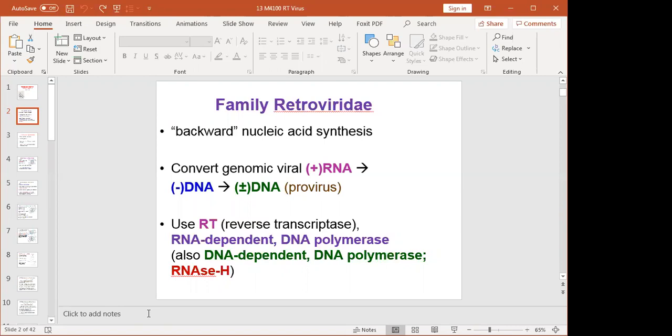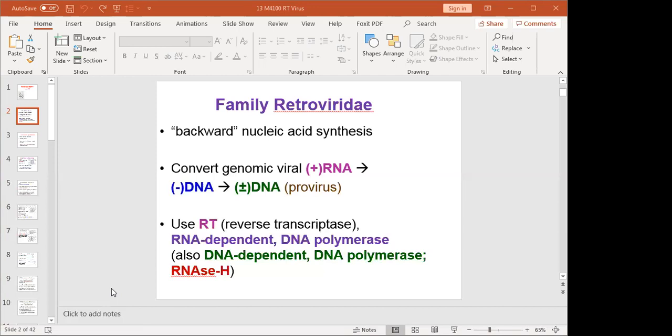Retroviridae family of viruses have a backward nucleic acid synthesis, meaning that these viruses have a genome that consists of RNA, positive sense RNA, and the viral genome will be converted to a negative DNA strand and then double-stranded DNA, positive and negative sense DNA, that will be incorporated into the provirus.